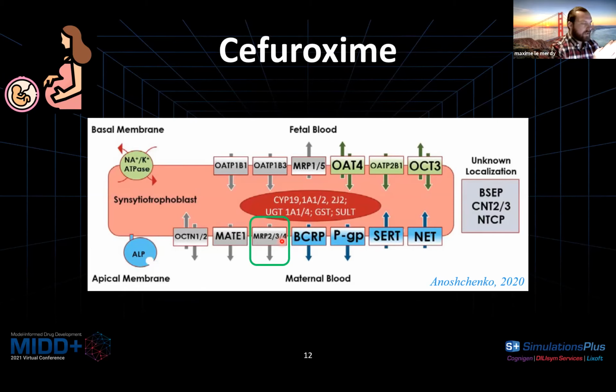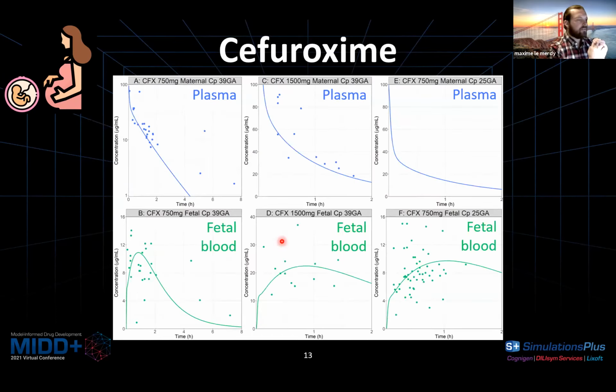But we were lucky in that case because we had 3 other data sets for which we had both maternal plasma data and fetal cord blood data. And without making any other adjustment than simply changing the physiology to match the gestational age, so 39 GA or 25 GA, and the dose, this is what we could get in the final results. So we could describe the maternal side really well, but also the fetal blood concentrations are really well described in that particular case as an external validation.